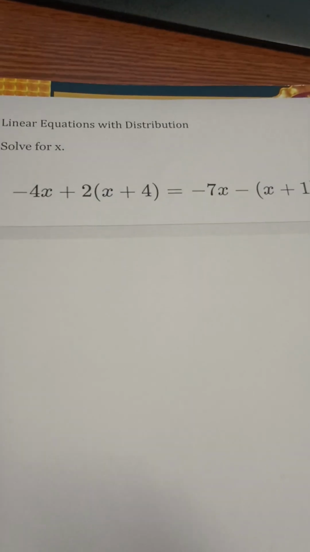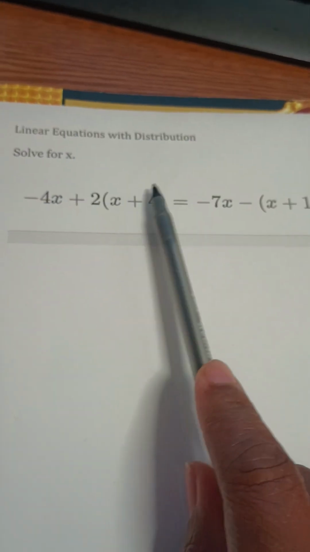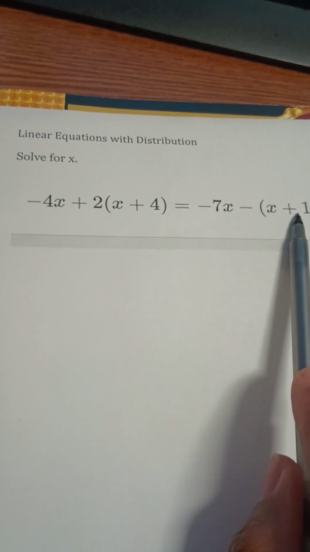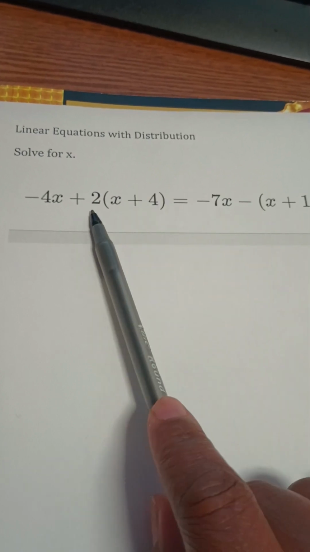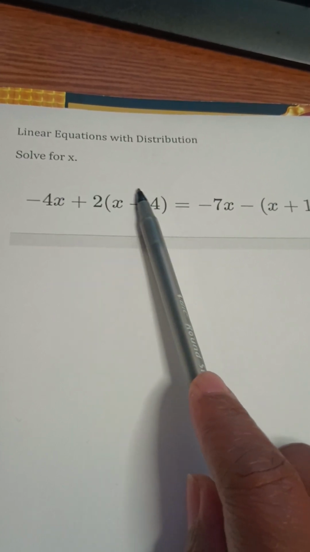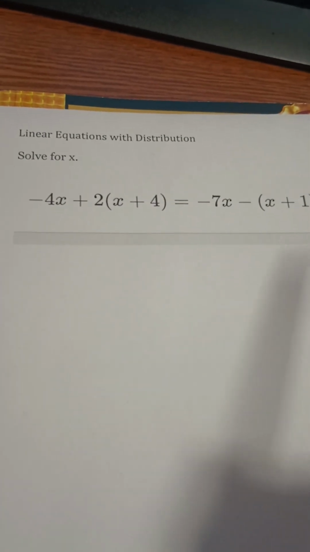So today we are going to look at this linear equation. With this linear equation, if you notice on both sides of the equation, you have parentheses, right? On both sides of the equation. So that means you have to do some distribution, right? So we're going to distribute on both sides.